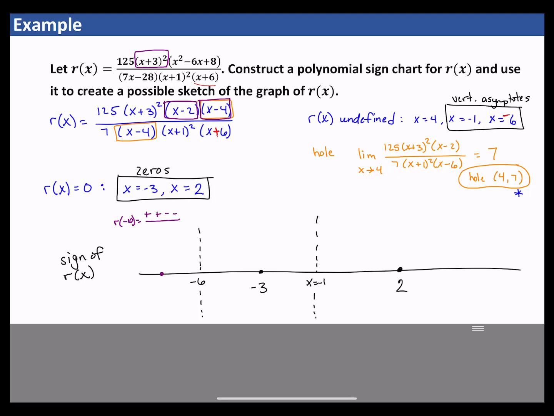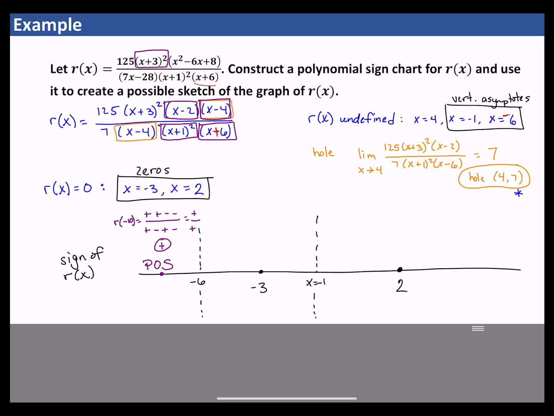Moving on to the denominator, 7 is positive. If we let x equal -10, -10 minus 4 is negative. And then x plus 1 squared, when x is -10, that'll still be positive. And then lastly, x plus 6, when x equals -10, that's negative. So in the numerator, we end up with a positive. Once we multiply those together in the denominator, we also end up with a positive. So we see that the sign of r of x is overall positive. I'll do one more and then just let you know what the rest are. You can check on your own.